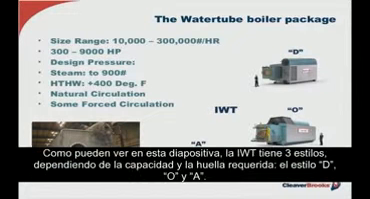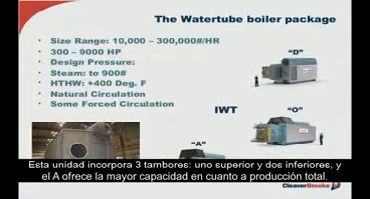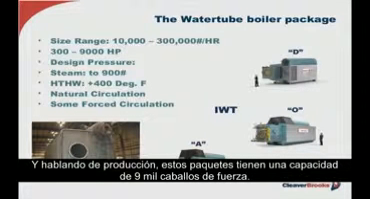Now, as you can see on the slide, the IWT comes in three common styles depending upon capacity and footprint requirements, and includes the D style, the O style, and the A style, which, as you can also see, incorporates three drums, an upper drum and two lower drums. And on balance, the A style offers the greatest overall capacity in terms of overall output. And speaking of output, these shippable packaged water tubes have capacities to 9,000 boiler horsepower.